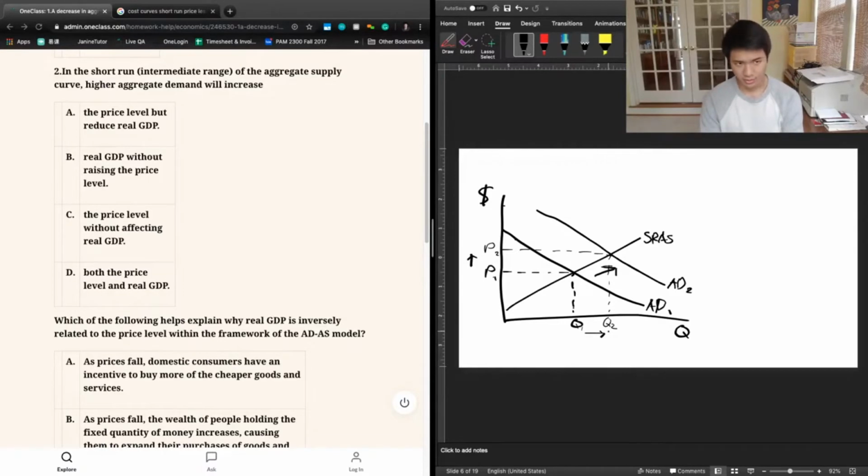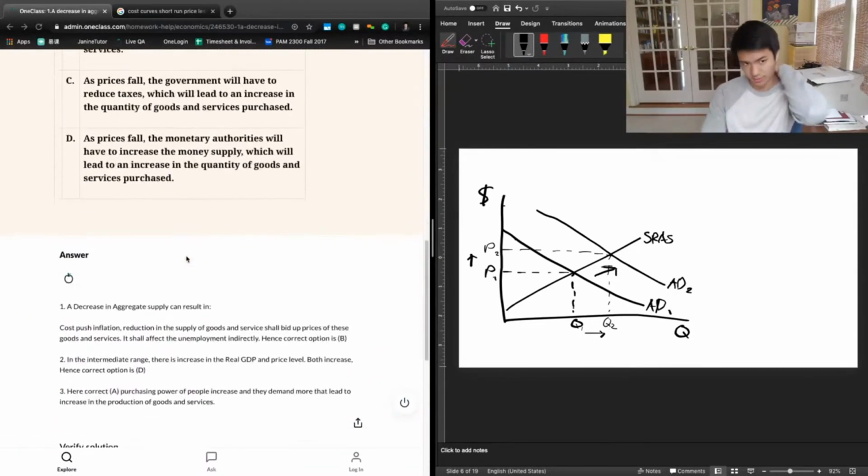And so rereading the answer choices, A says higher aggregate demand will increase the price level but reduce real GDP. And so yes, they were correct about the price level, but GDP did not go down. GDP also went up, so it's not going to be A. B says increase real GDP without raising the price level, and we see that they both increased, so it's not going to be B. C says will increase the price level without affecting real GDP, and again, real GDP is affected and it goes up, so it's not going to be C. And D says will increase both the price level and real GDP, and so that's going to be the best answer here to cover both of the things that happen with this increase in aggregate demand. So D is going to be our best answer here.